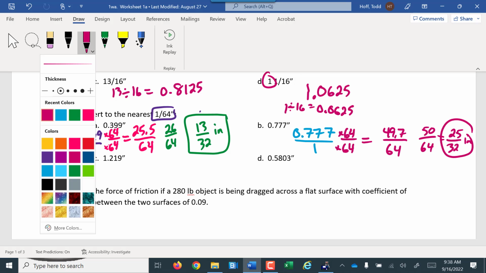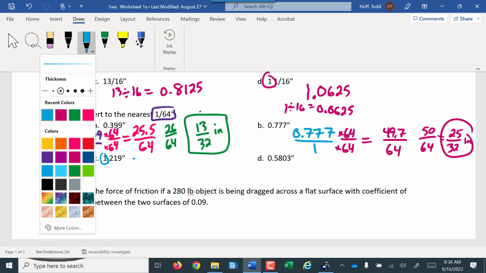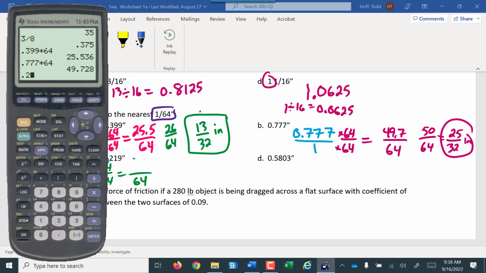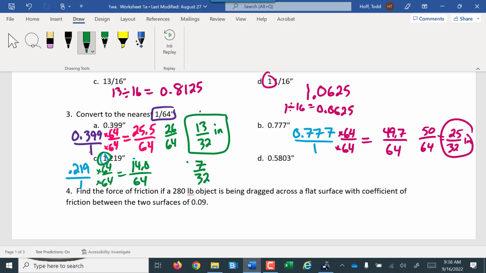When we hit the decimal down here, 1.219, again, we ignore the 1, take the 0.219 over 1, and we'll multiply by 64 again. 0.219 times 64 is 14.0. So that's 14/64, or 7/32. And we have to remember that 1 in front of it, the whole number. Of course, that's inches.